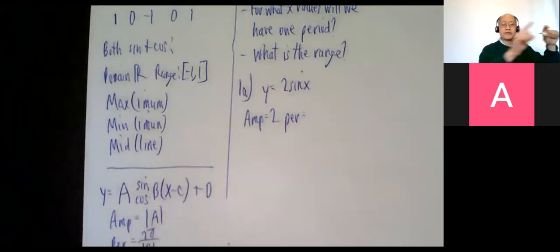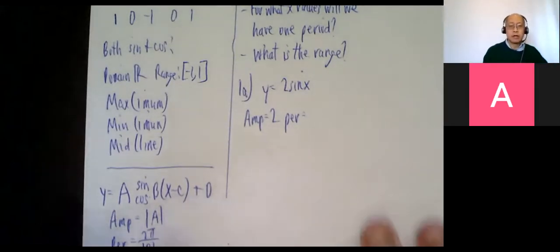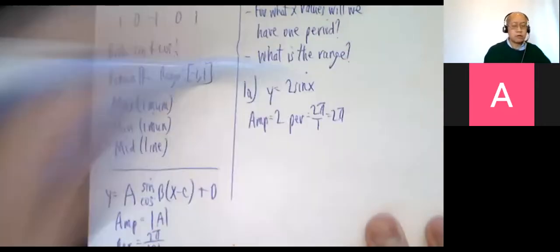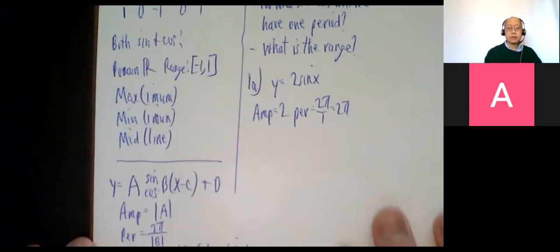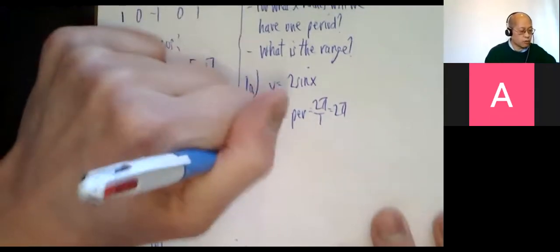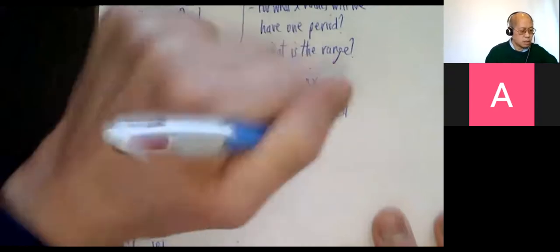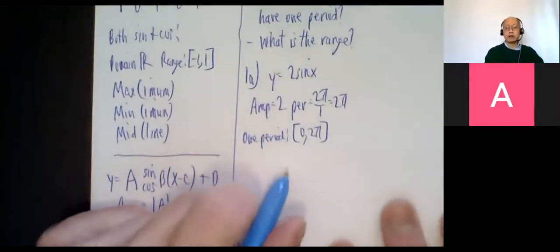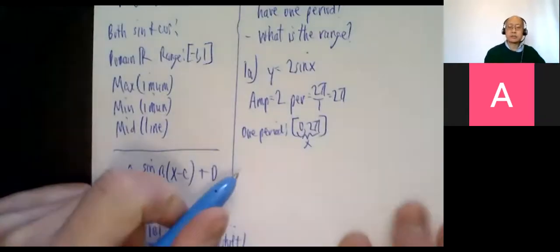C moves something left and right. D moves stuff up and down, right? And we've seen that before. So the period is 2 pi, or 2 pi divided by 1, which is 2 pi. All right, so for one period, I'm going from 0 to 2 pi, something I'm already used to. Okay, this is for x.